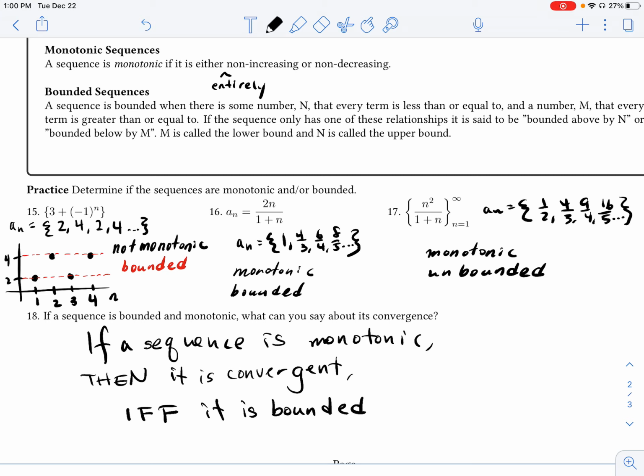So the only sequence here that we said was convergent was number 16. This was the only sequence that was actually convergent. We would say that this sequence is convergent because we notice that it is monotonic and it is bounded. So if a sequence is monotonic and it is bounded, then it is convergent. So that's a conclusion we can draw in regards to monotonic and bounded sequences.